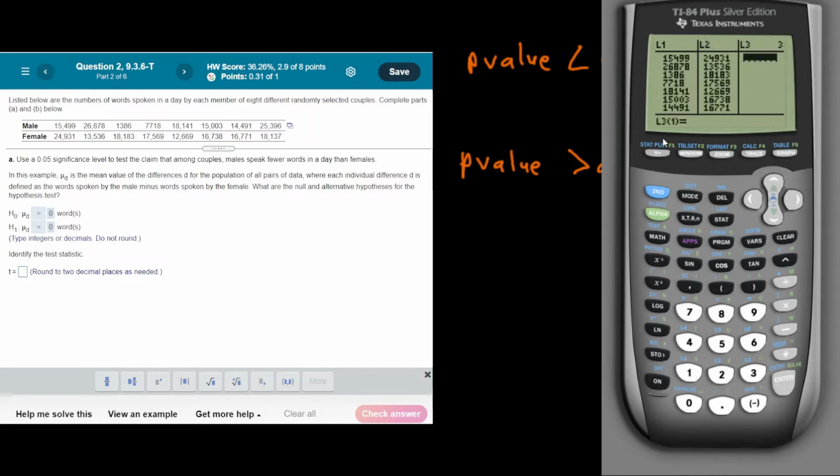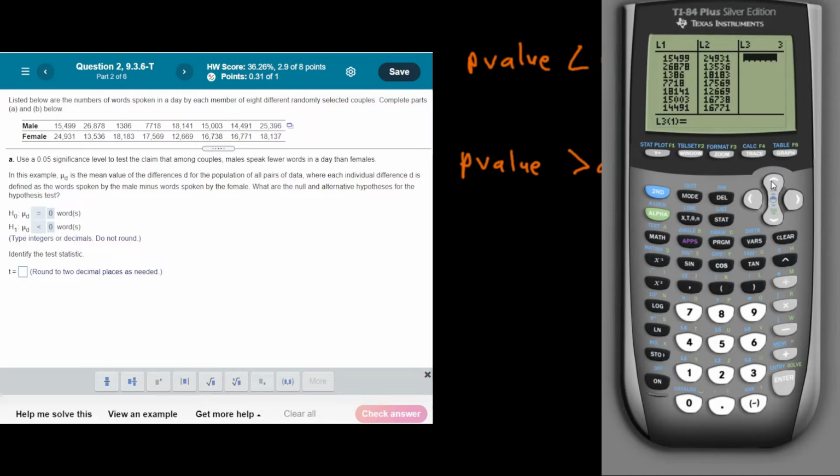Okay, so what do we do now? Well, in this section, we're dealing with mu sub d, right? That stands for difference. So basically, you have to figure out what is the difference between these two sets of data. And we're going to use the calculator to our advantage. Basically, you have to subtract row 2 from row 1. So basically, do row 1 minus row 2.